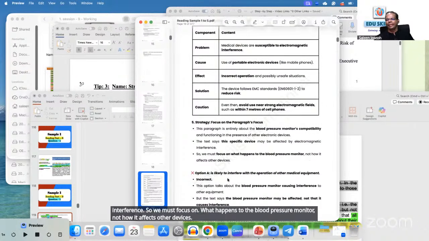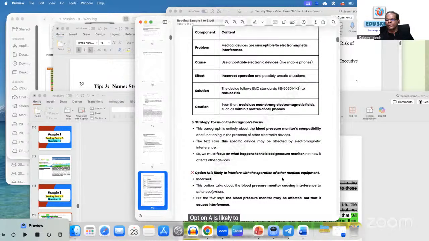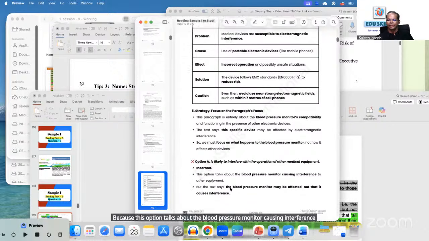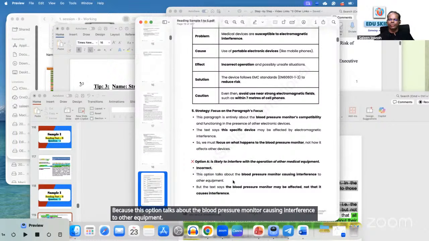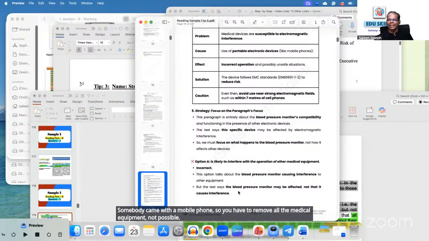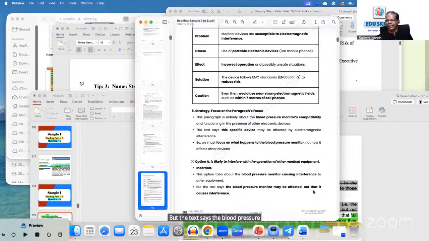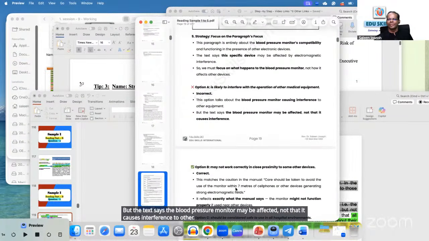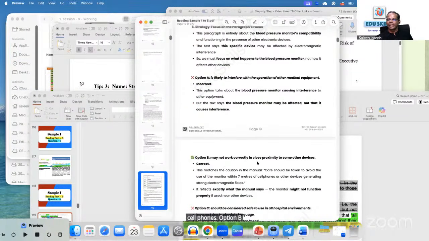Option A: is likely to interfere with the operation of other medical equipment. Incorrect, because this option talks about the blood pressure monitor causing interference to other equipment. Somebody came with a mobile phone, so you have to remove all the medical equipment? Not possible. But the text says the blood pressure monitor may be affected, not that it causes interference to other cell phones.